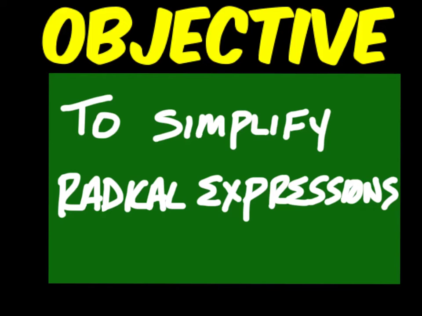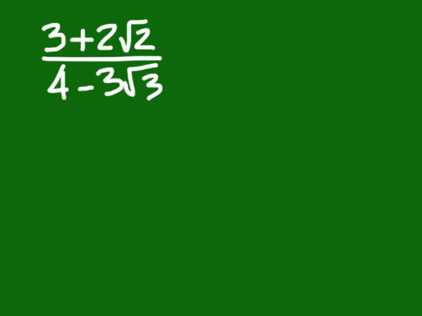To simplify radical expressions, example 1. 3 plus 2 square root of 2 over 4 minus 3 square root of 3. There is nothing to simplify right off the top. So you're going to have to go through and multiply the top and the bottom by 4 plus 3 square root of 3.